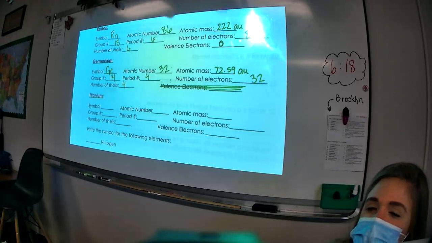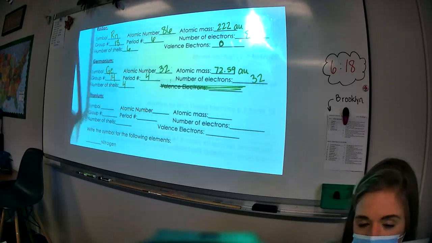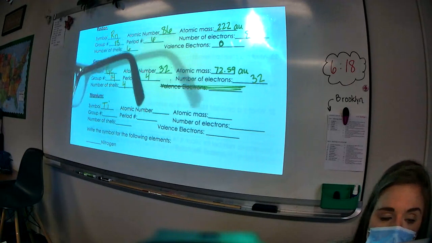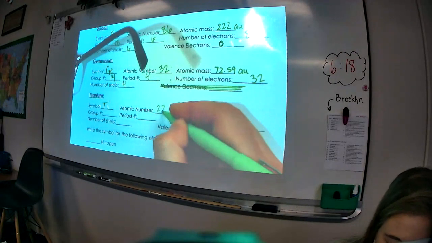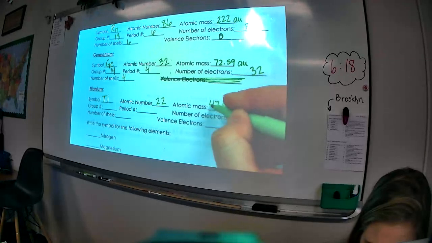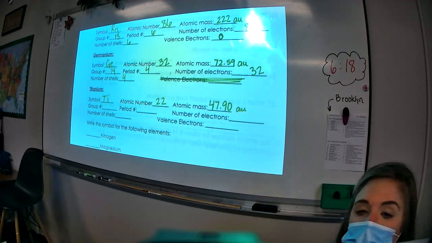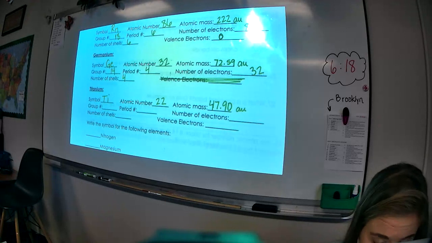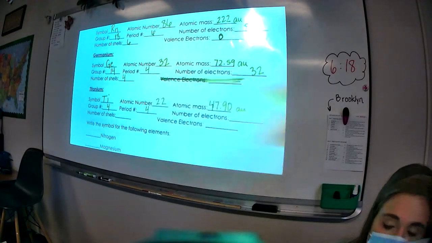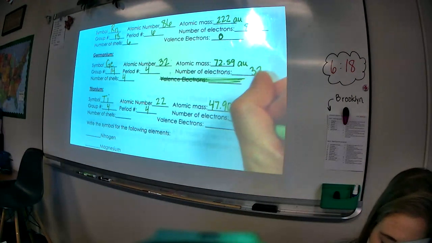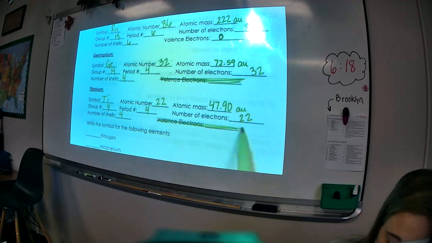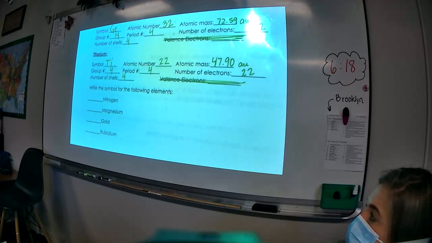And titanium. What's the symbol for titanium? You have to sing it when you say it. Parker? It is capital T, lowercase i. Atomic number. Ethan A? Yep. 22. Atomic mass. Trinity. 47.90 atomic units. Good. Group number. Caleb? 4. Good. Period number. Anna? 4. Very good. Number of electrons total. Ashley? 22. Number of shells. Bella? 4. And then again, mark off valence electrons because the rules change after 20. Okay?